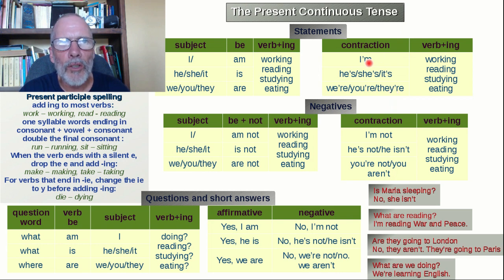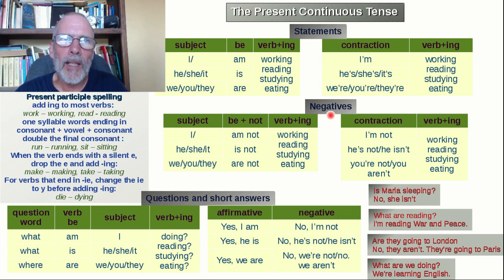So with the contractions, the statements are like this: I'm working, he's reading, she's studying, we're eating, you're studying, they're reading. I'm reading, it's working, she's working, they're eating. Just to give you a few more examples. So remember, try and use the contraction when you use this tense. Now let's move on to the negative.